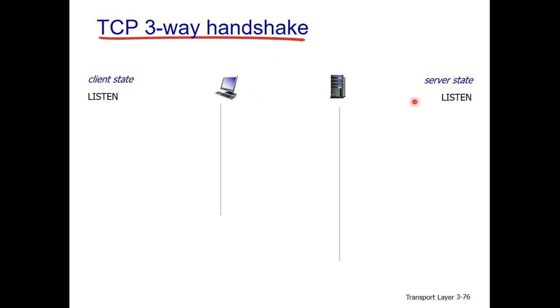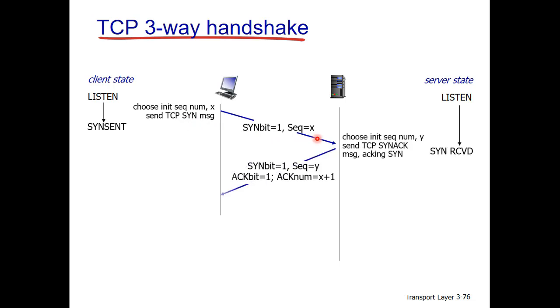So it's a client, it's a server. So the client sends a packet with a SYN bit equal to 1, and let's say the sequence number is X. Choose the initial sequence number X and send a TCP SYN segment. Okay, you sent it with the SYN bit set to 1. The receiver chooses its own initial sequence number.